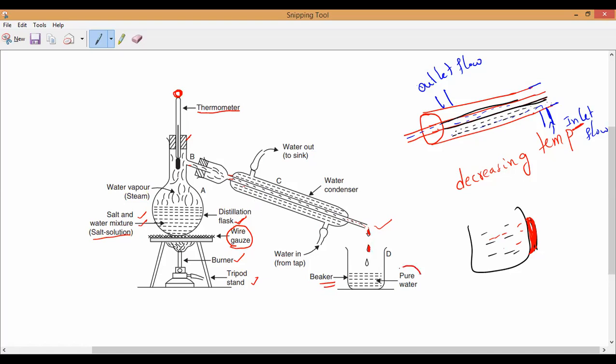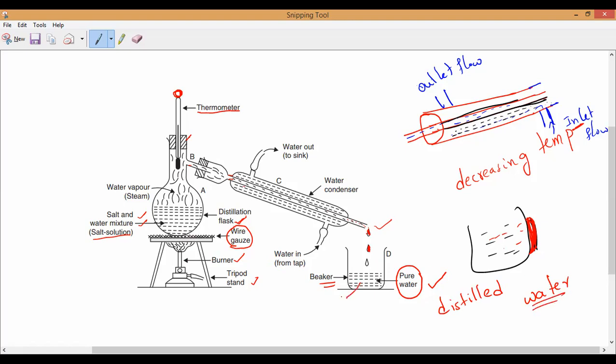So this is what we should call pure water. It is obtained by distillation, so that is why this is called distilled water. Here we are using water, so that is why it is distilled water.